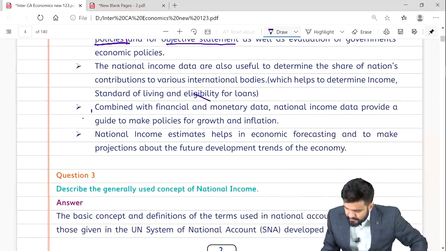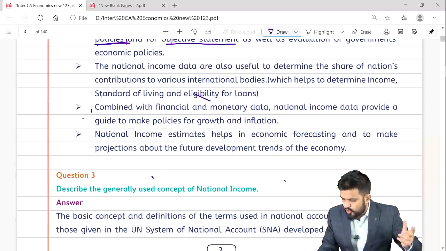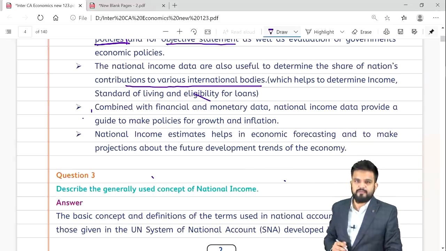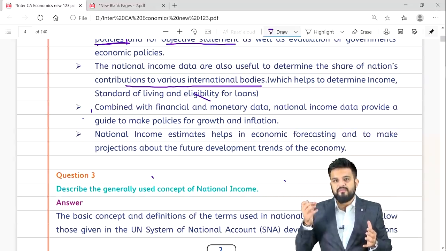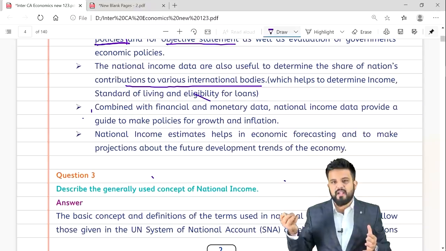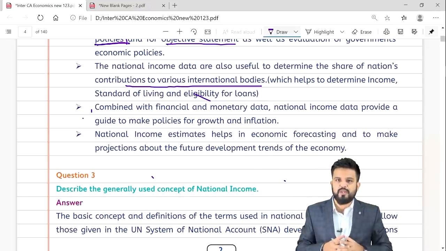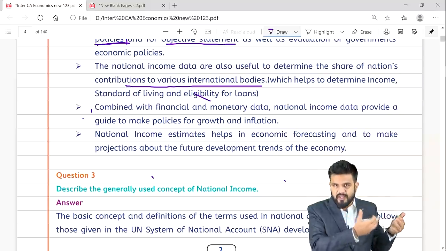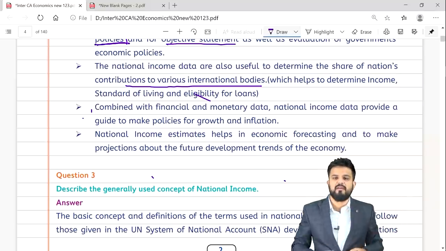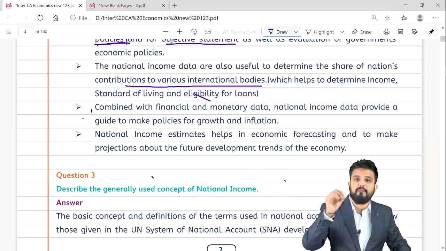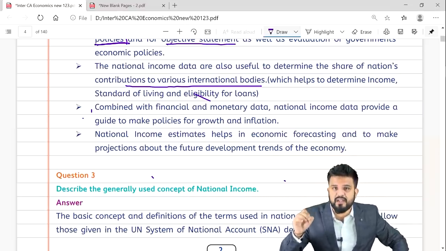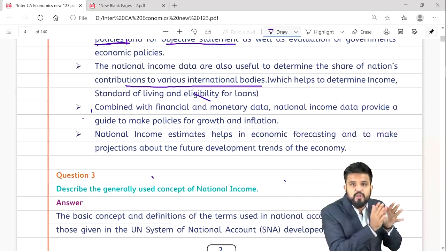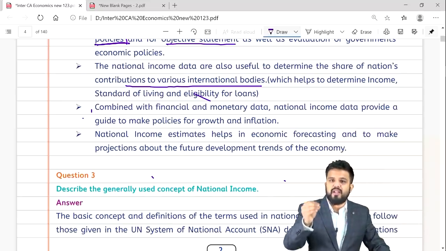Moving ahead, the national income data are also useful to determine share of nation's contribution to various international bodies. Like students, India is a member of IMF, World Bank and WTO. So there are three big international bodies and India is bound to contribute to their fund, to IMF fund, to World Bank fund, and contribution is purely dependent on how much is the country's national income. On the basis of country's national income, contributions will be made to respective international body.